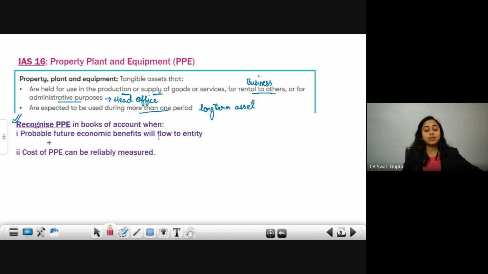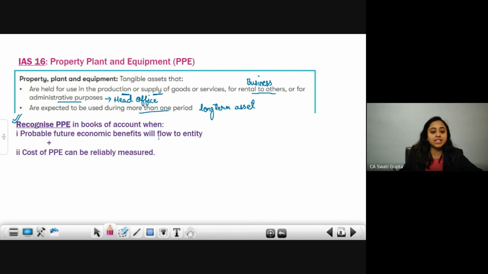This means it should not be that it will certainly make profits. It is possible that you have installed a machine for production, but 6 months later it is going into losses and is not able to make profits. Still, that machine will be capitalized and recorded as PPE because the intention is to produce and supply, and it is being used in business. Got it?